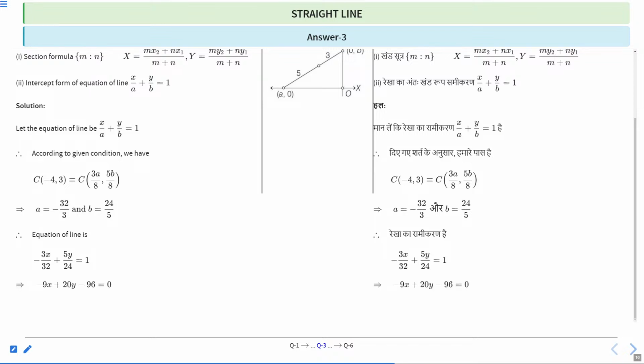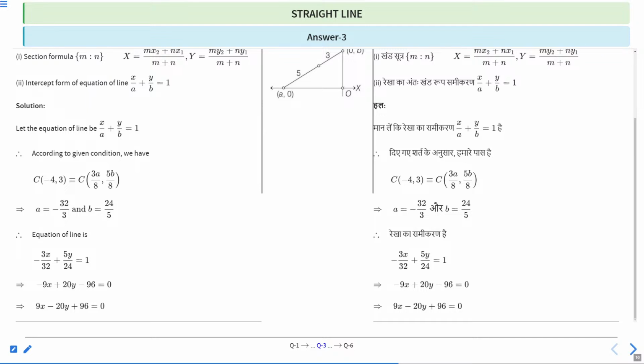After solving this, you will get -9x + 20y - 96 = 0. Therefore, the equation of the straight line is 9x - 20y + 96 = 0. So option C should be the right answer. Option C, 9x - 20y + 96 = 0, is the right answer.